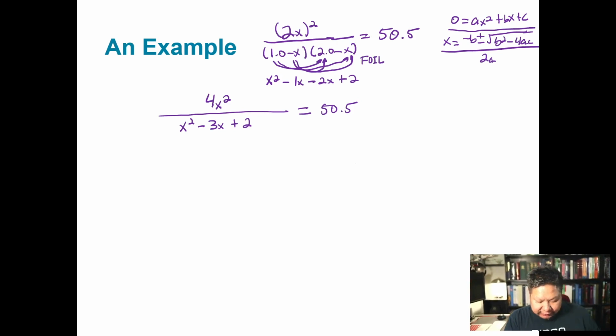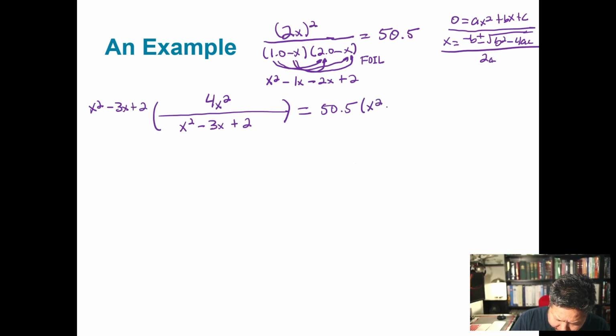What else do we need to do? What's the next step, right? Well, I don't like having a denominator or a fraction, right? So I'm going to have to try to get rid of the fraction. How do I do that? I'm going to multiply both sides by the denominator. So that's x squared minus 3x plus 2 times the left side. And then the same thing for the right side, x squared minus 3x plus 2.